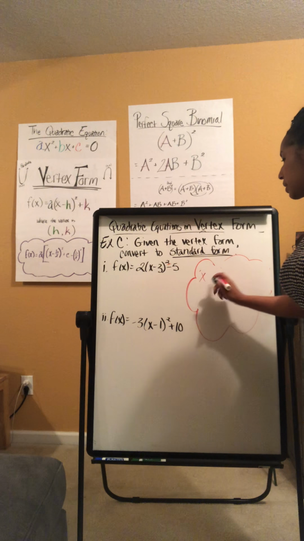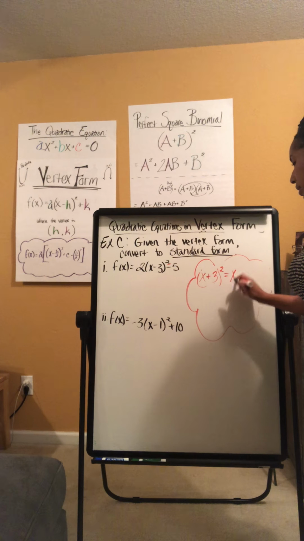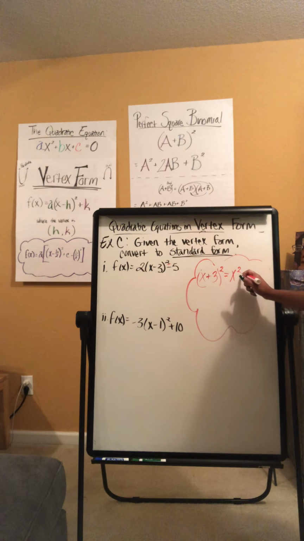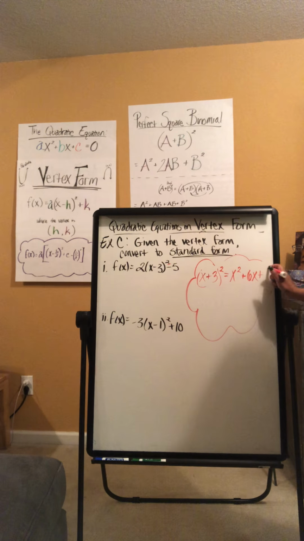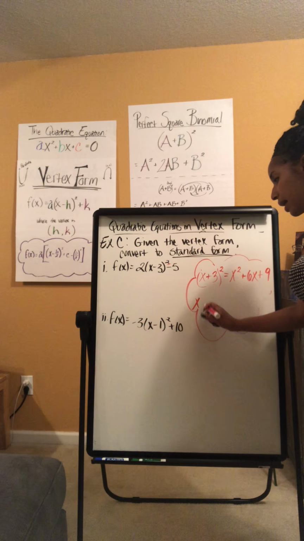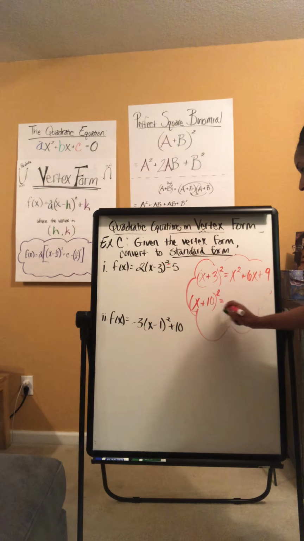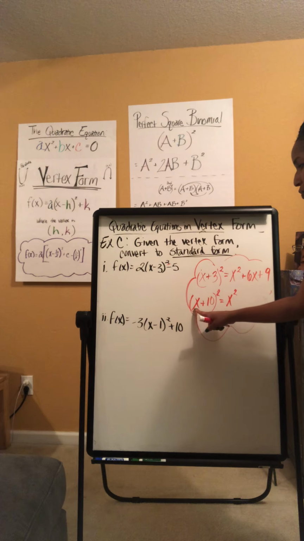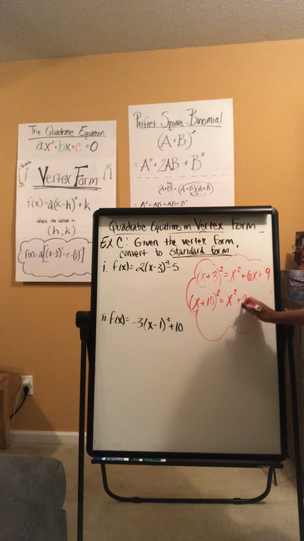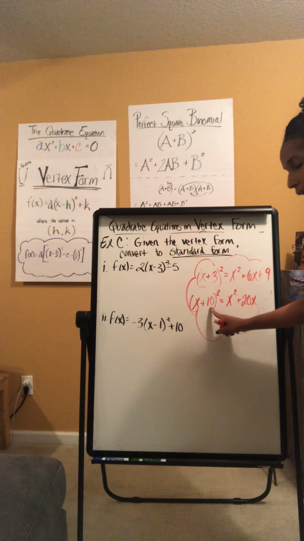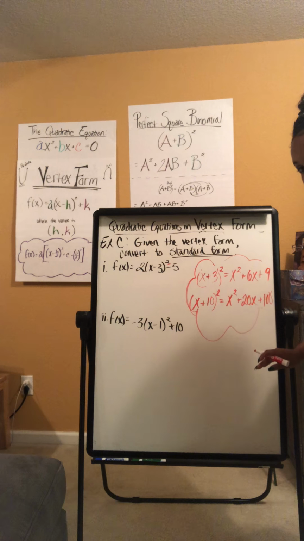Say I gave you an x plus 3 squared. It would be x squared plus 2 times x times 3, or 6x, plus 3 squared, which would be 9. If I gave you an x plus 10 squared, it would be x squared, the first term squared, plus 2 times the first term times the second term. So 2 times x times 10, that would be 20x, plus the last term squared. So 10 squared would be 100. Are we seeing the pattern?